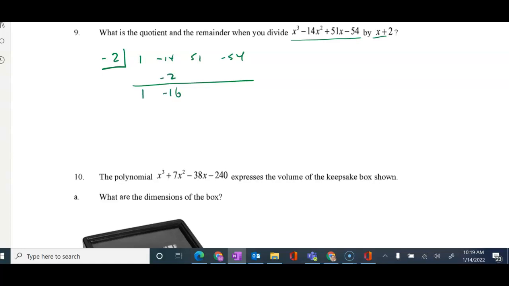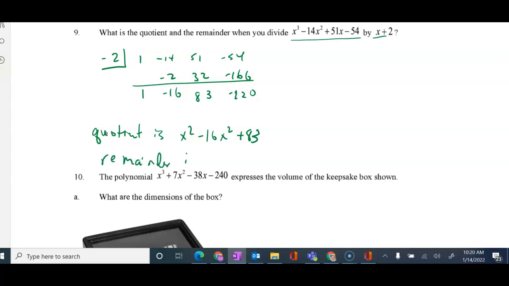Negative 2, negative 16. 32, what's that, 83. Negative 166. Negative, what is that, 220. Negative 220. The quotient then is x squared minus 16x plus 83. The remainder is negative 220.